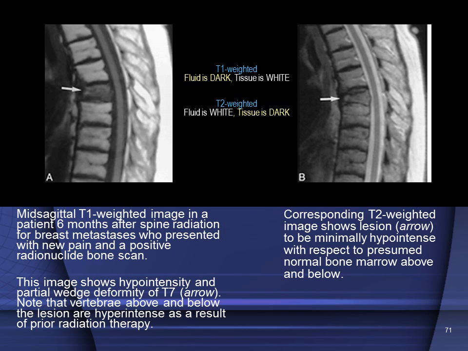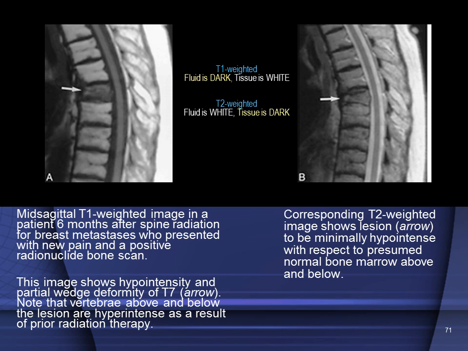These are mid-sagittal MRI images of a patient 6 months after spine radiation for breast metastases who now presented with new pain and a positive radionucleotide bone scan. Images are both T1 and T2 weighted.